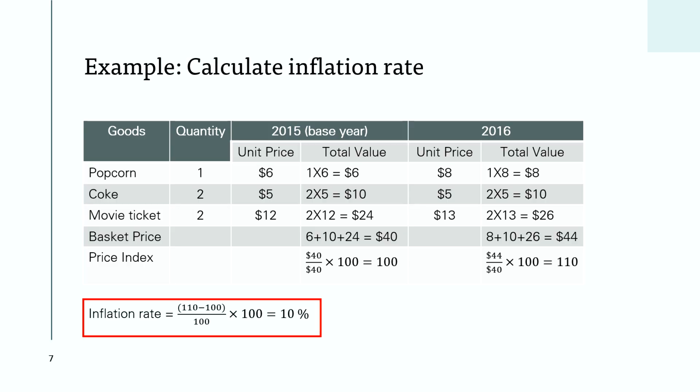Let's finish our math. Our 2015 index was 100 and our 2016 index was 110. Plug those into the formula: 110 minus 100 over 100 and times 100. So the inflation rate between 2015 and 2016 was 10%.